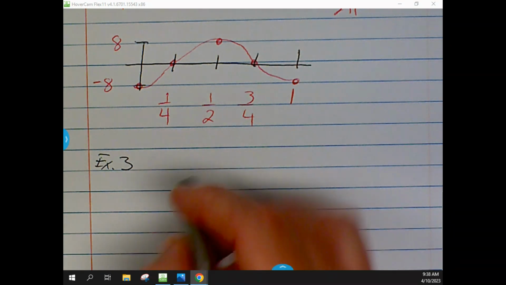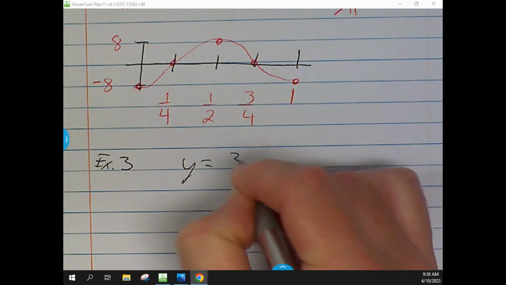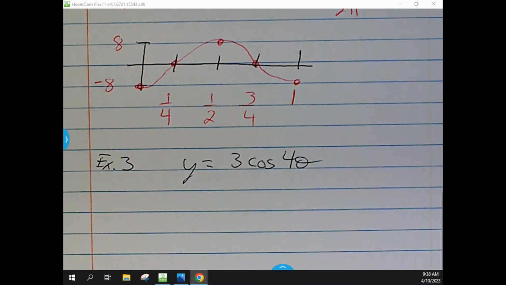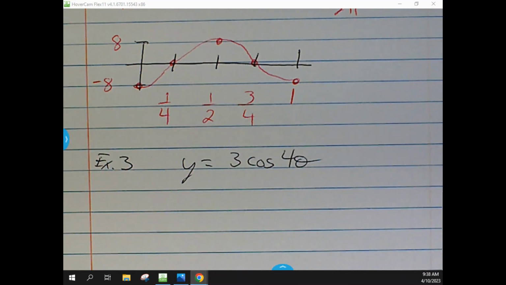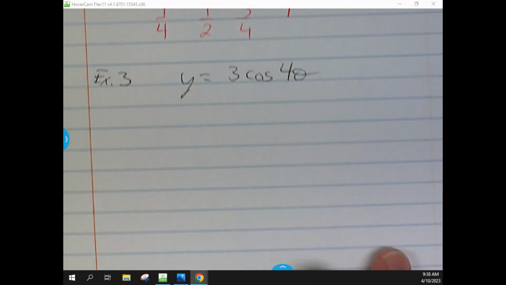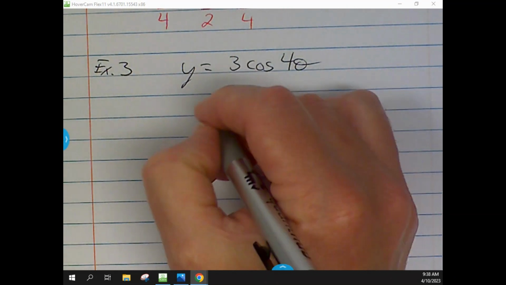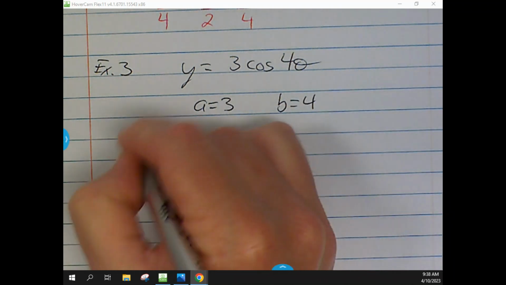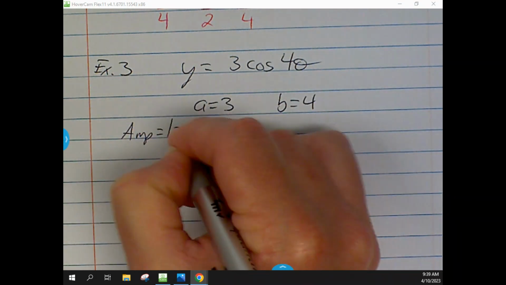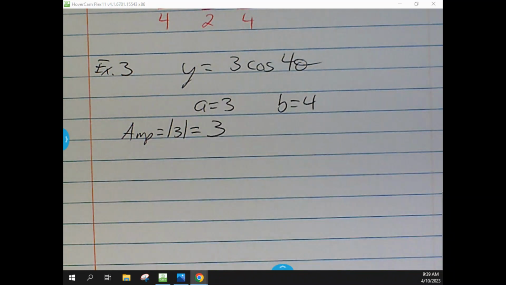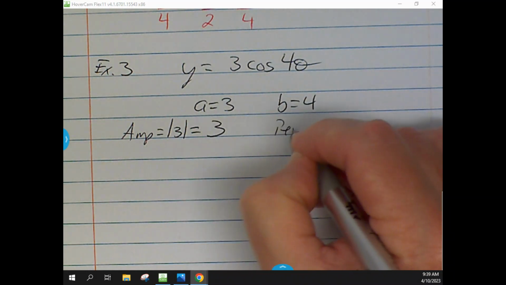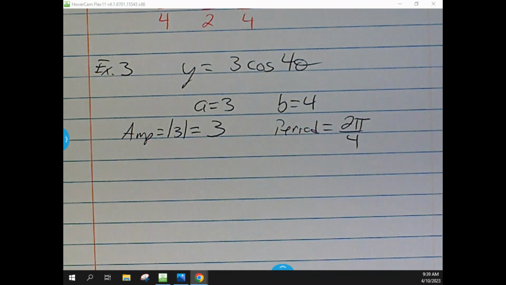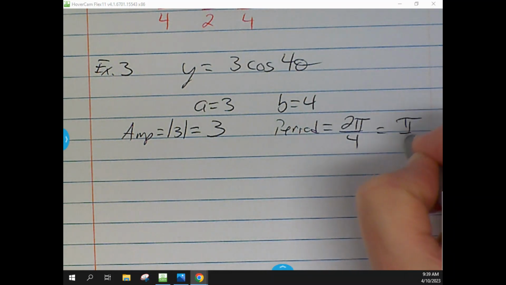Let's see. Let's go with 3 cosine 4 theta. A value is 3. B value is 4. So amplitude, again, doesn't really do anything in that case. Absolute value of 3 is just 3. And for the period, that is 2 pi over 4, which is pi over 2.